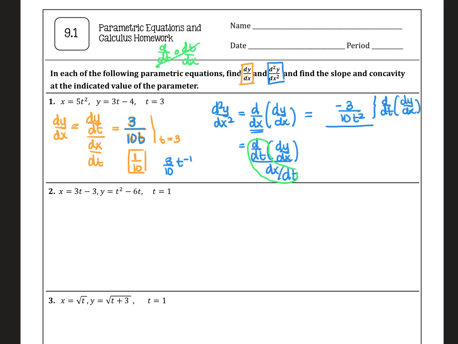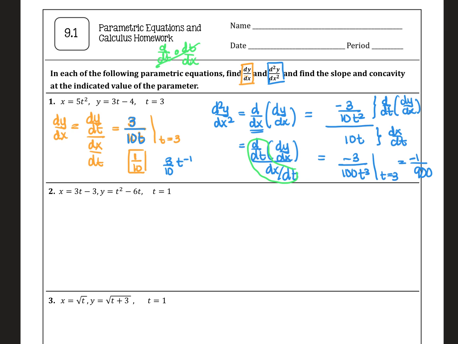And then we have to divide by dx/dt, which again is 10t. So this is dx/dt. So when you simplify that, we're now going to get -3/(100 t cubed), and then we're evaluating this at t equals 3. So it's going to be negative 1 over 900.